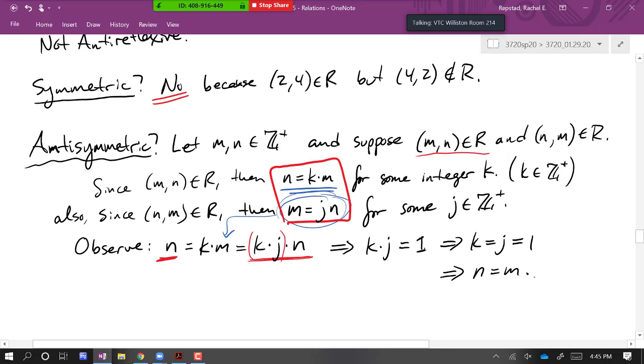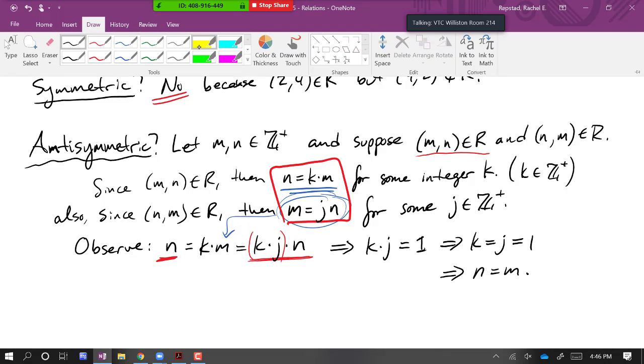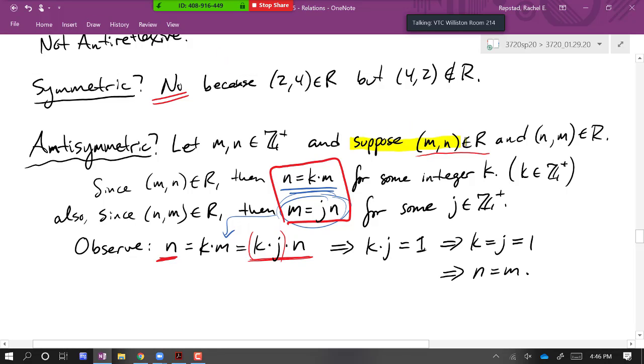So we started out saying, suppose m is related to n, and n is related to m, and we were able to conclude that n and m must be the same. And that means that this relation is in fact anti-symmetric. The only instances of symmetry we're going to find are the doubles, where an element's related to itself.